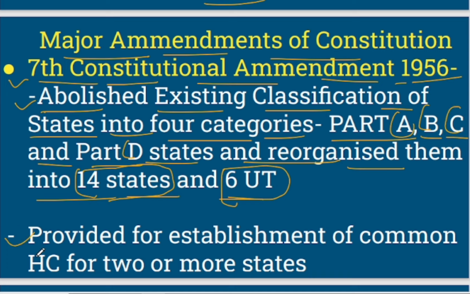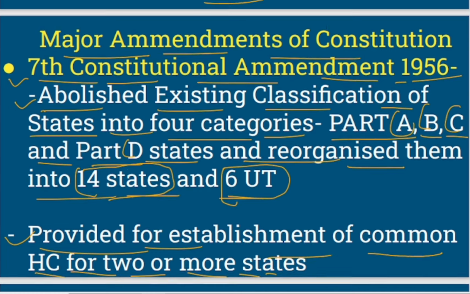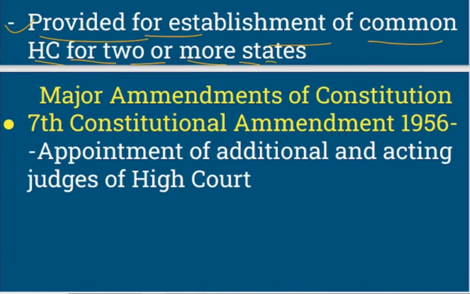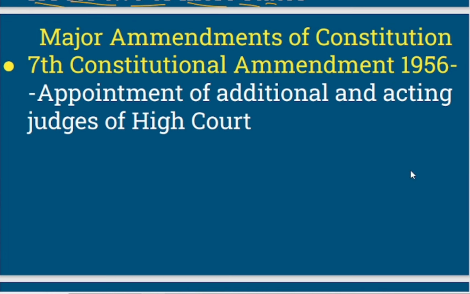The next point says that this act provided for establishment of a common high court for 2 or more states. Needless to explain. Now the next point of this act says that there was appointment of additional and acting judges of High Court through this 7th Constitutional Amendment Act of 1956.